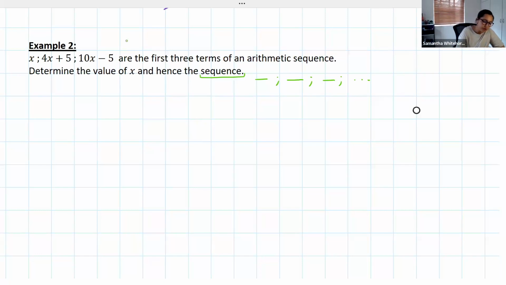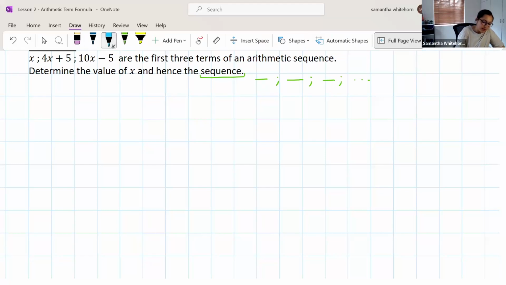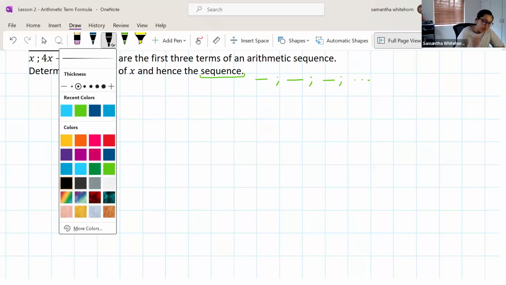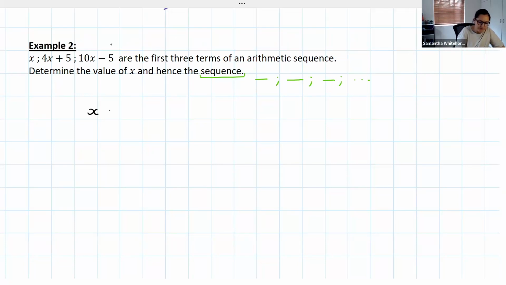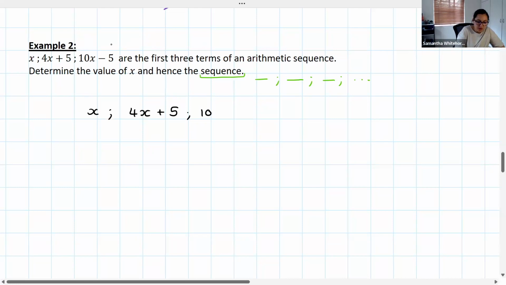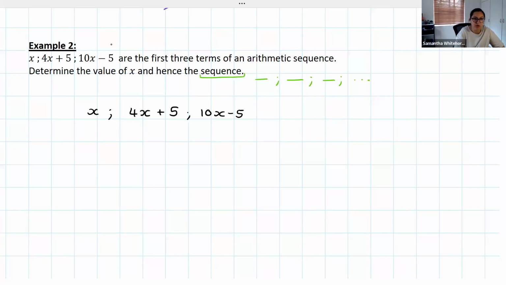So if we have a look at an example like this, it's actually quite similar to what we spoke about on Monday with the quadratics, but we're still going to approach any number sequence question in the same way. What we want to do is work out our differences. And to do that, remember, we are taking term 2 minus term 1, term 3 minus term 2, term 4 minus term 3, etc. So this first difference over here would be term 2, which is 4x minus 5, minus term 1, which is x.